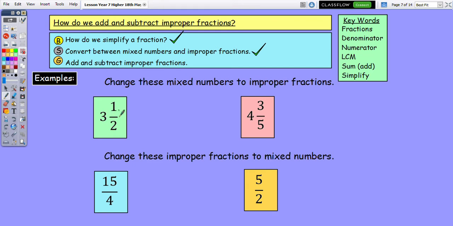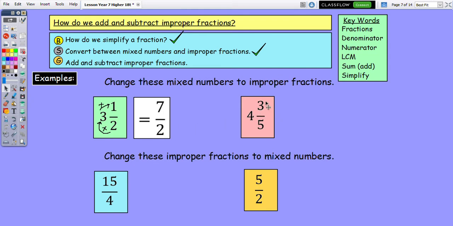The simplest way to change this, without drawing diagrams or getting complicated with bar models, is to multiply those two numbers together and add the top number. So we multiply these two numbers together: 3 multiplied by 2 is 6. We add the top number, so 7. So this fraction becomes 7 over 2. So I've changed a mixed number to an improper fraction.